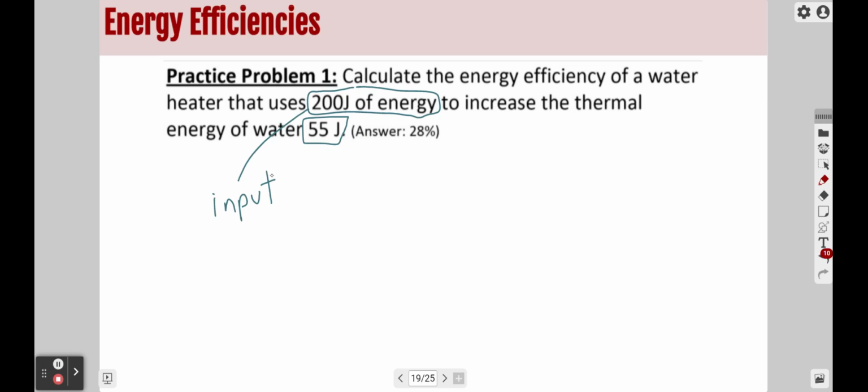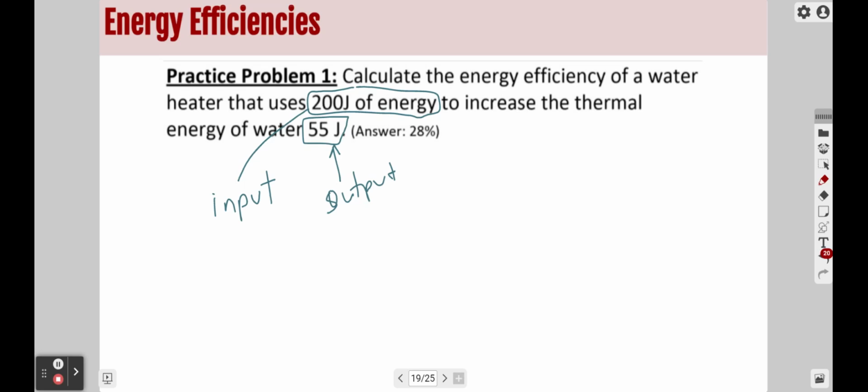Okay. And the output is what is the work that it did? What did it do? It heated the water up. 55 joules went into the water, so this is going to be our output. I don't know what happened to the other 145 joules of energy that was lost in this transfer, but it might have gone even as heat into the air. It just didn't go into that water.